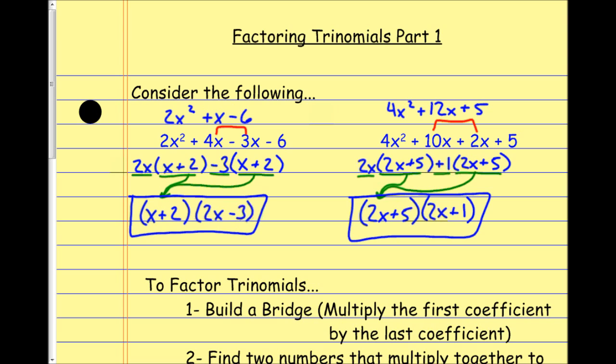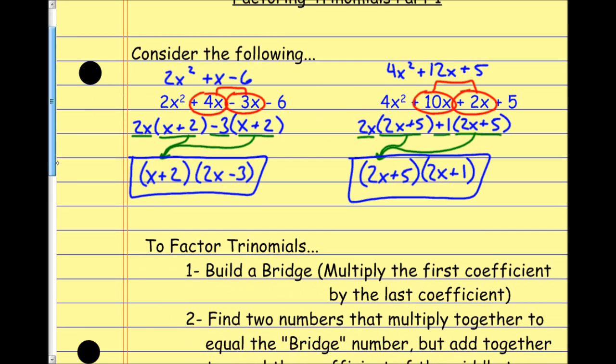All right? And the question really becomes, how do we know to split this 1x into a positive 4x and a minus 3x? How do I know to split this 12x into a 10x and a 2x? Okay, because there's virtually a million things I could split these into. So I want to find out those exact 2 numbers that I need to split this into in order to do my factoring by grouping.